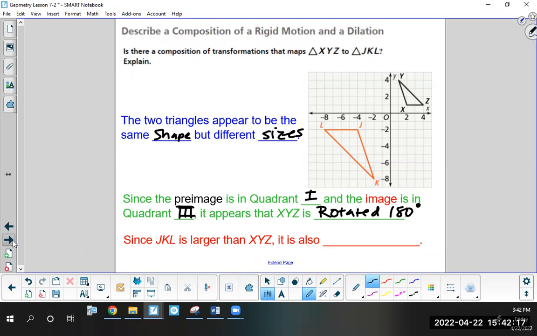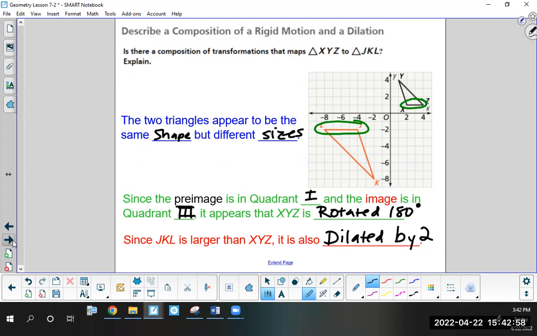Since JKL is larger than XYZ, what other transformation had to have happened to make it bigger? It had to have been dilated. And we can always figure that out. I always try to find a vertical or horizontal line. I can tell by looking at the original, this side is 2 wide. The one corresponding to it would be this side here, and that's 4 wide. So 4 is double 2, therefore our scale factor was 2. So dilated by 2.